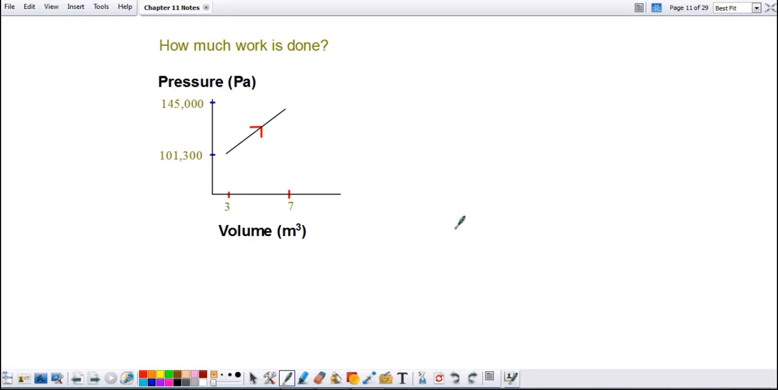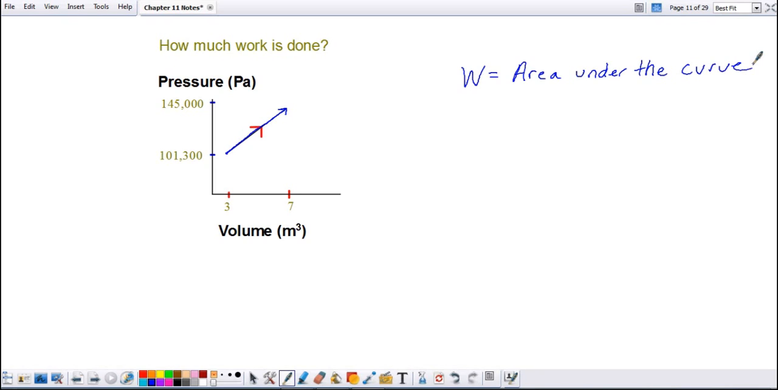How much work is done? Well, we've got a graph here, pressure versus volume, and we've got an arrow telling us that this graph is going in this direction, so the volume is increasing over time. Okay? We learned recently that the work that is done is equal to the area under the curve of a pressure versus volume graph.